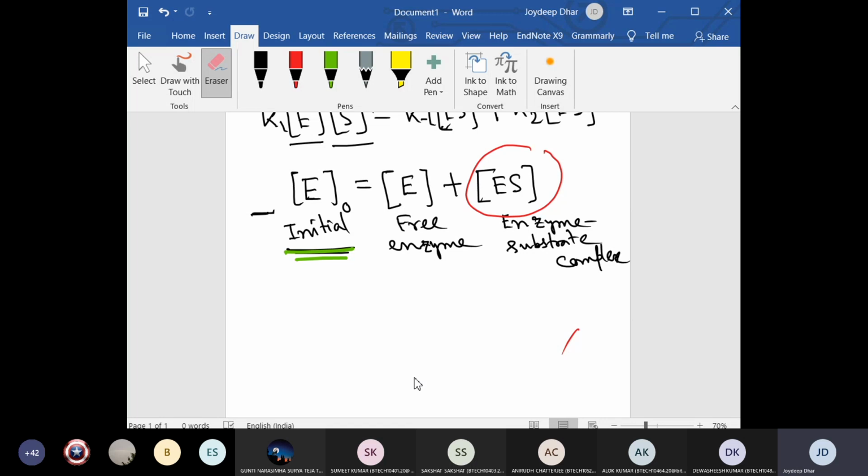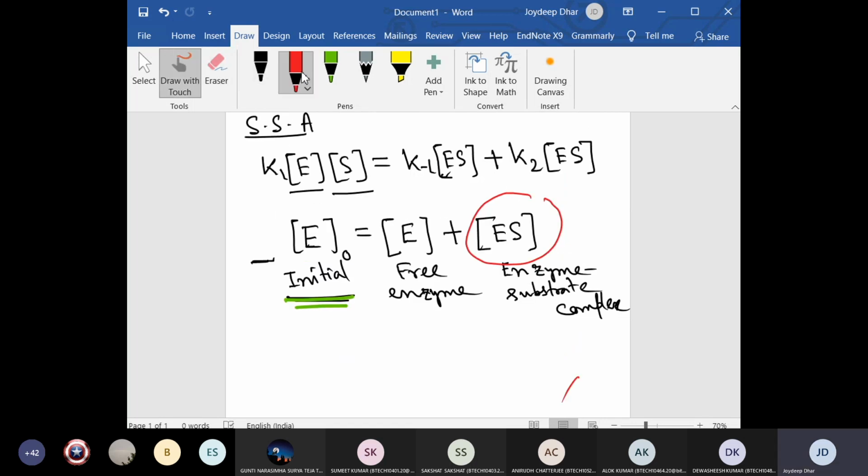Okay, so these things you have to keep in mind. What E I have written in this rate equation is nothing but free enzyme. Because free enzyme, how much you have in the reaction catalysis system, you don't know. You know how much enzyme initially, how much substrate you have taken. According to that, you can estimate how much ES can be. But I don't know actually how much free enzyme will be there.